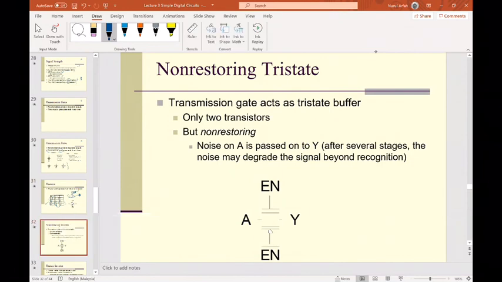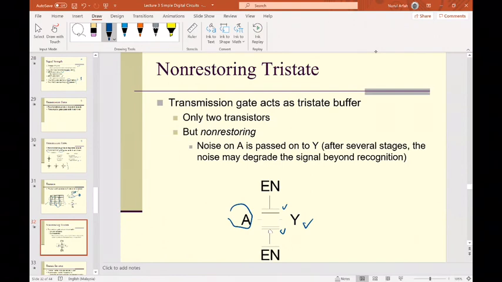Okay, now non-restoring 3-state. The transmission gate acts as a 3-state buffer, and it only has 2 transistors, 1 and 2. But the transmission gate is a non-restoring gate. It will not restore the signal. So noise on A here will be passed to Y. This is after several stages, so the noise may degrade the signal beyond recognition.